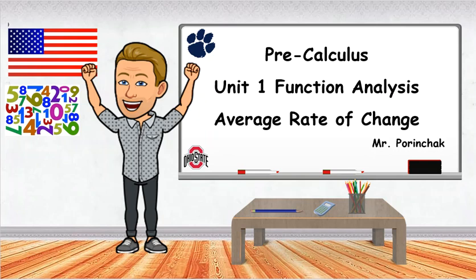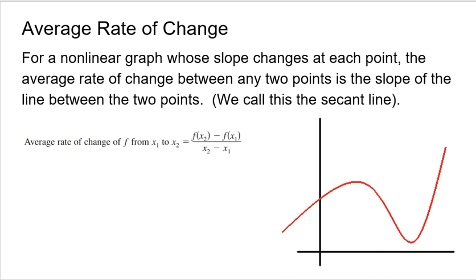All right, so let's talk about what I mean by the average rate of change. And there's a whole lot that we have to talk about with this very simple definition here. So for a nonlinear graph whose slope changes at each point. Let's actually stop right there at that comma. What do we mean by for a nonlinear graph whose slope changes at each point? Why do I need to say that?